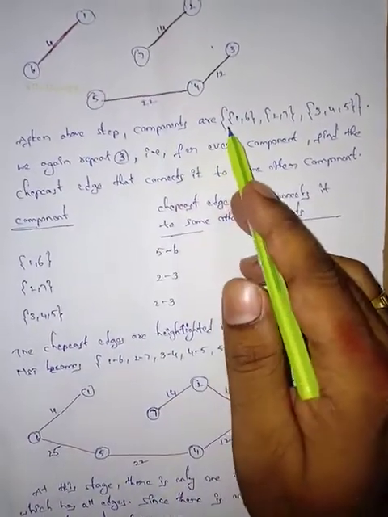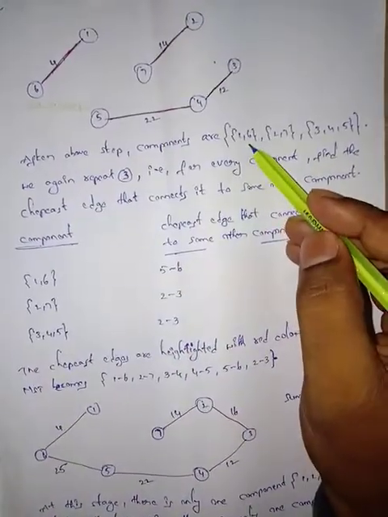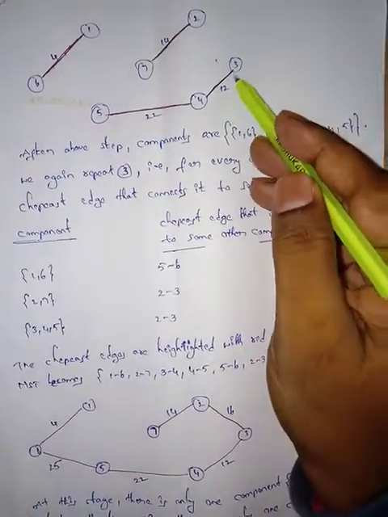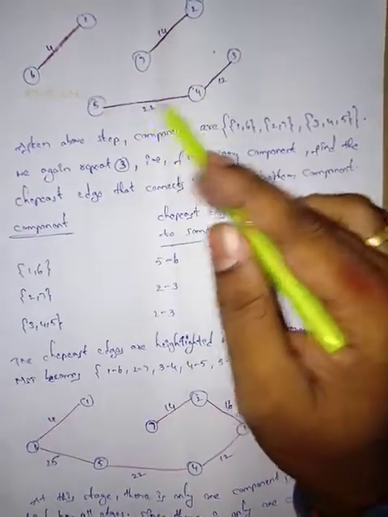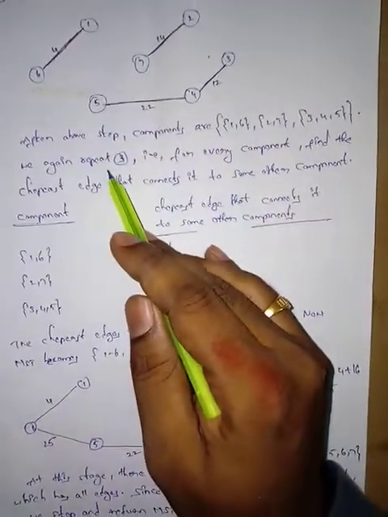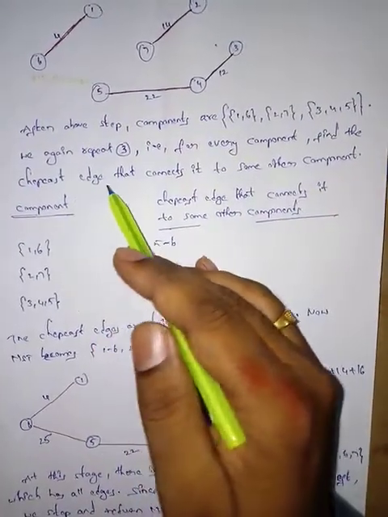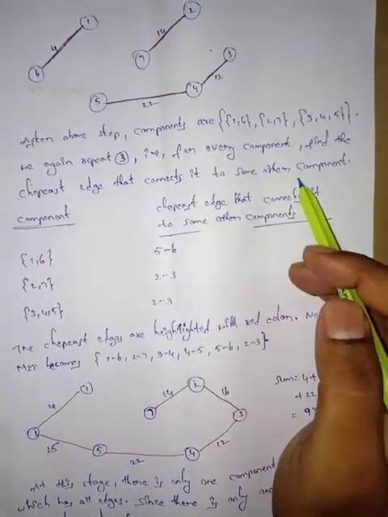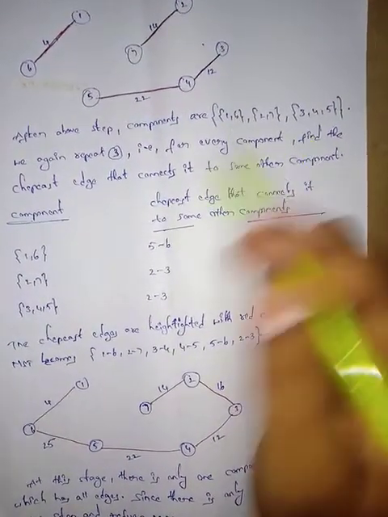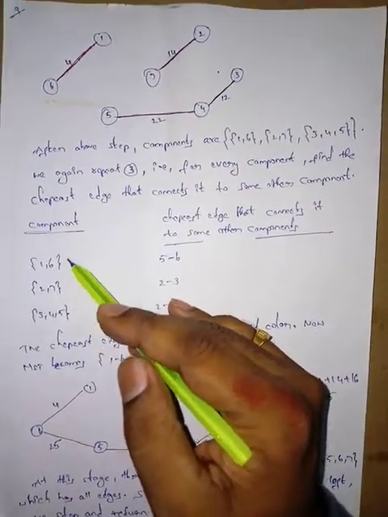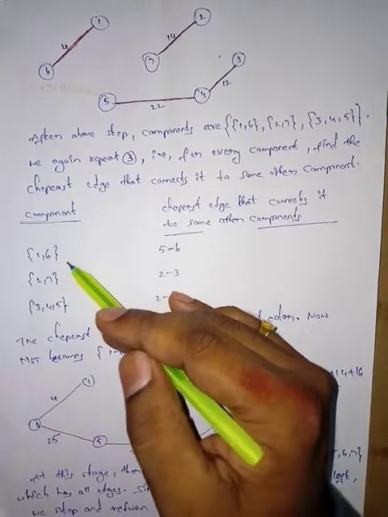After the above step, the components are: 1, 2, 6 is treated as one component, 2, 7 is treated as another component, and 3, 4, 5 is treated as another component. We again repeat step 3, that is, for every component find the cheapest edge that connects to some other component. These 3 components I am placing here.